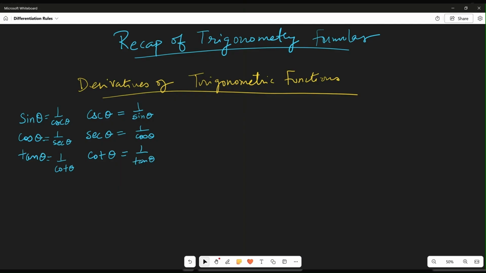And another way of writing tan theta is also sine theta over cosine theta. And another way of writing cot theta is cosine theta over sine theta.